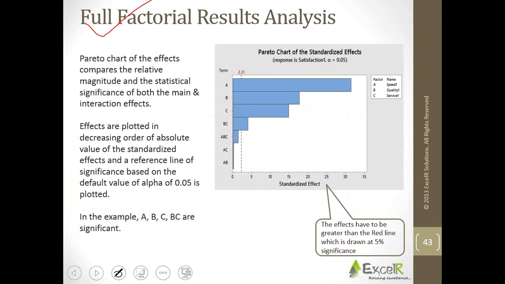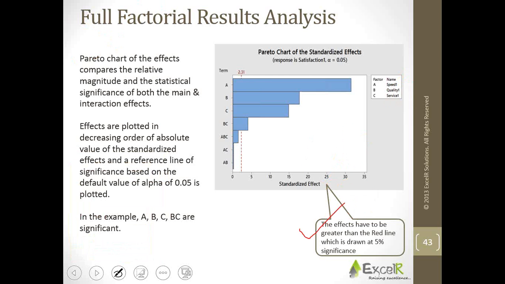Next thing is the full factorial results analysis. Look at this Pareto chart. The Pareto chart of the effects compares the relative magnitude and the statistical significance of both the main and interaction effects. These are the main effects: A, B, and C. What are the interaction effects? AB, BC, AC. These are the interaction effects.